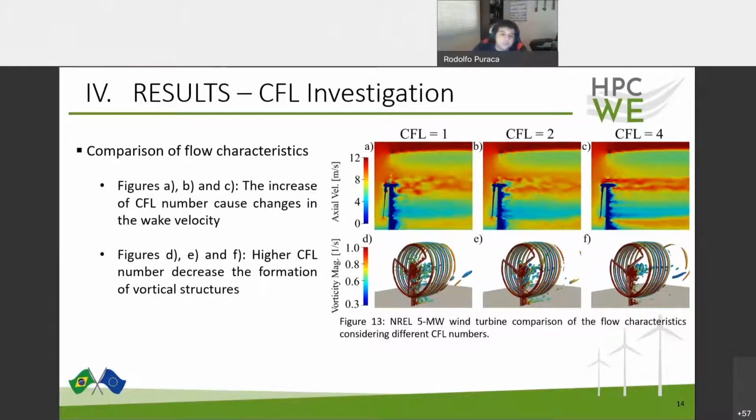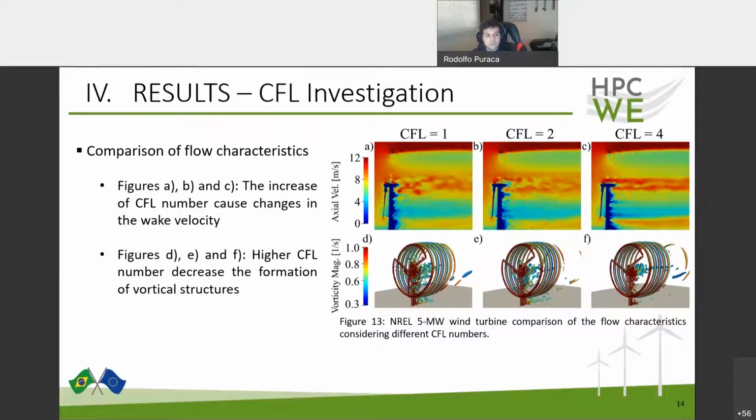In these slides, we show the comparison of the flow characteristics for the simulations using CFL numbers 1, 2, and 4. In figures A, B, and C, we show the axial velocity isocontour, and we can see that with the increase of CFL number, the velocity gradient in the wake is larger, showing that the wind turbine is extracting more energy from the wind, which explains the high prediction in power and thrust previously shown. Another characteristic observed is the more unsteady behavior of the wake at lower CFL numbers, such as CFL 1.